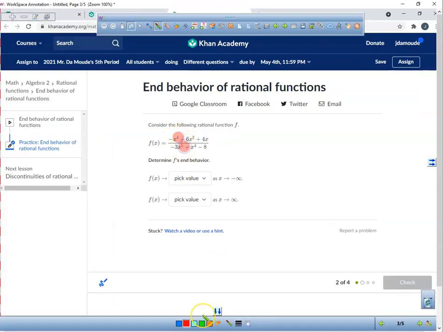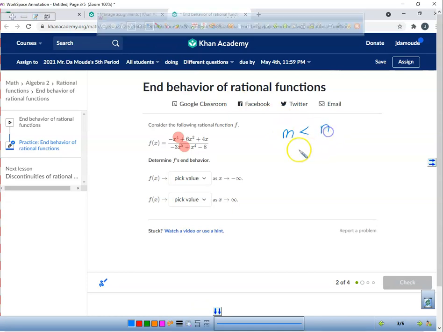That's a 4. That's a 5. Would you guys agree on this problem? The m value is definitely less than the n value. So if I just followed the rules without even typing in the graph, as x is approaching negative infinity, f of x should approach 0. And as x is approaching positive infinity, f of x should also approach 0.